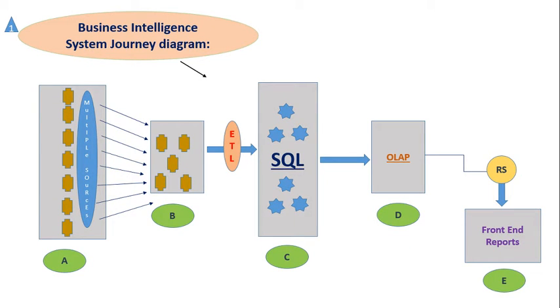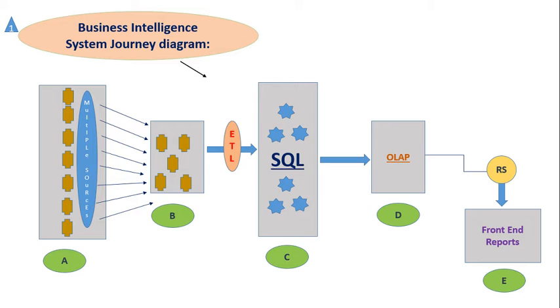Here you can see a diagram, the business intelligence system journey diagram. Here we have taken 5 sections, A, B, C, D, E. We are going to discuss each one individually. But first of all, we have to take some example to understand this. Suppose we are taking the example of online banking services. We have a very good example in Citibank as an online banking service. So using that, let's go through the diagram.